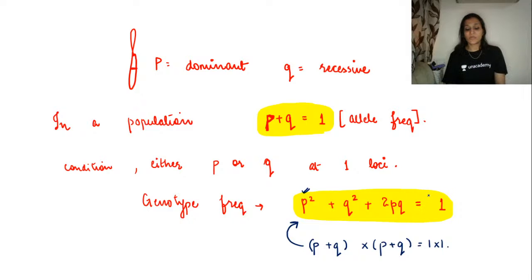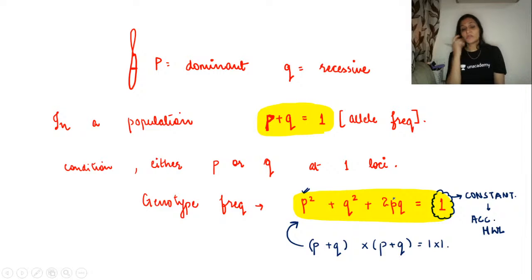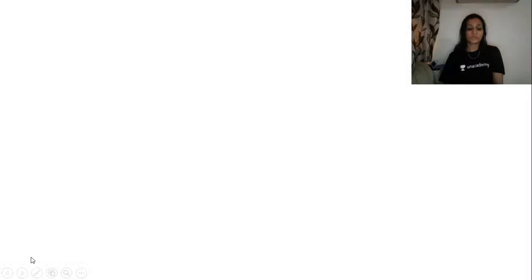And this one is constant, and it is not going to vary according to the Hardy-Weinberg law because there is no evolutionary force. This one is constant, and it will not vary. If it is constant, it is constant according to Hardy-Weinberg law, nothing else. None other than that. So we have seen genotype frequency, and now we will write the conditions over here.